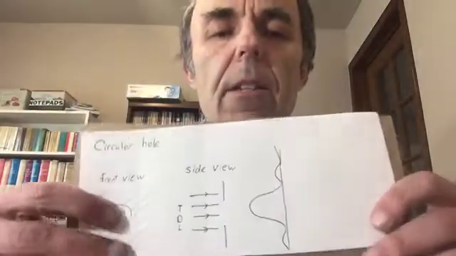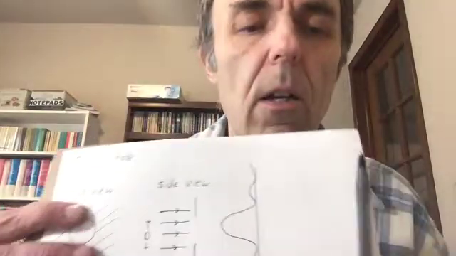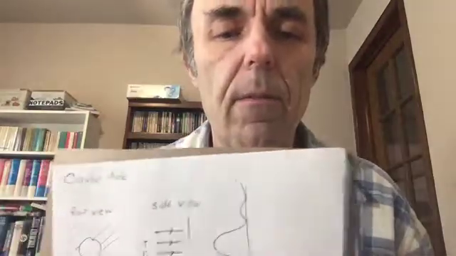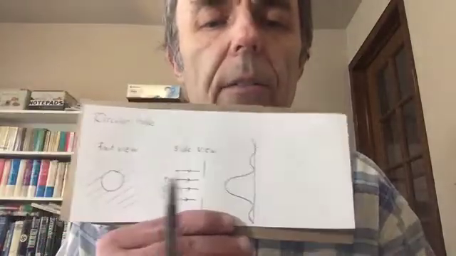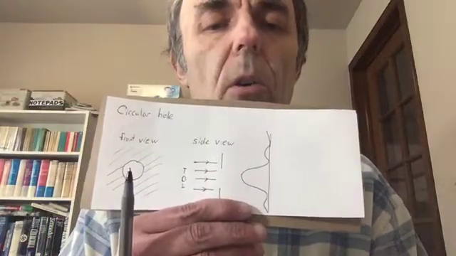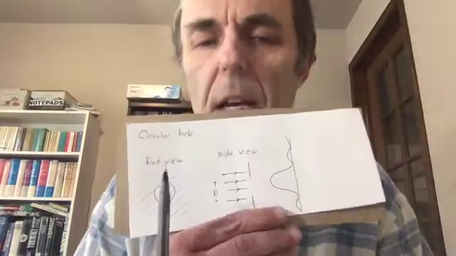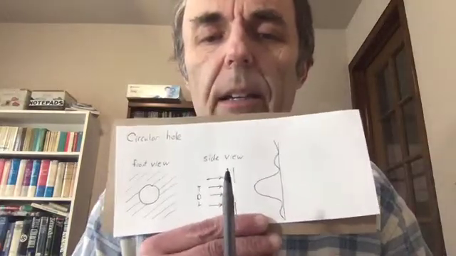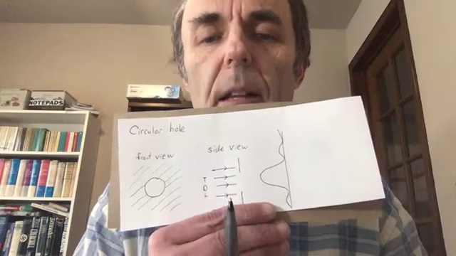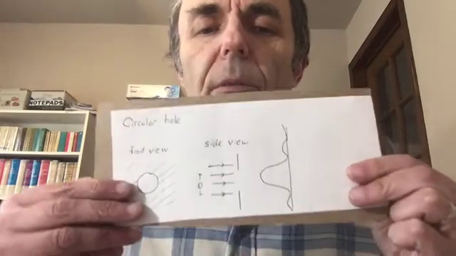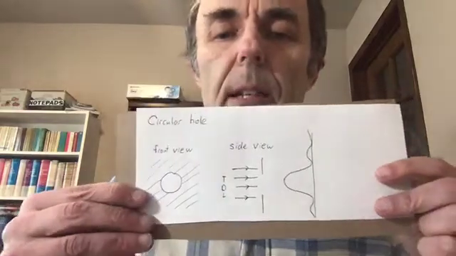Now, again, here's the circular hole. Here's the view if you're looking at the front of it, you see the circular hole. If you turn that and look at it edge on, what it looks like is it's blacked out except across the diameter of the hole, and that light gets through. So it looks from the side view very much like the single slit.